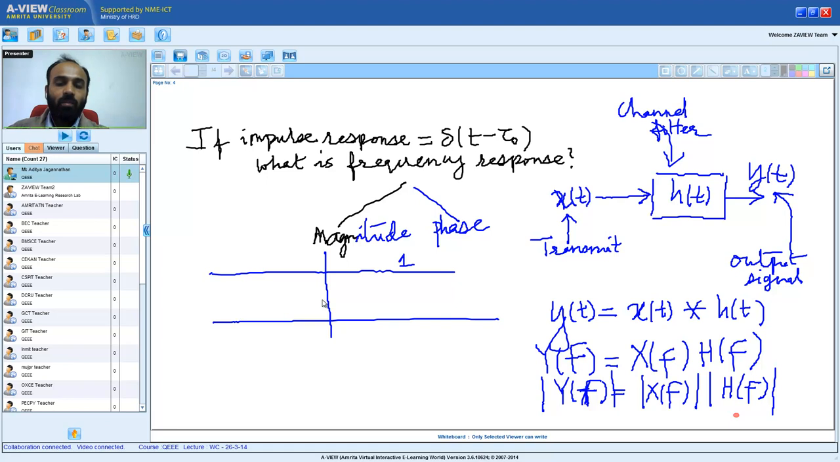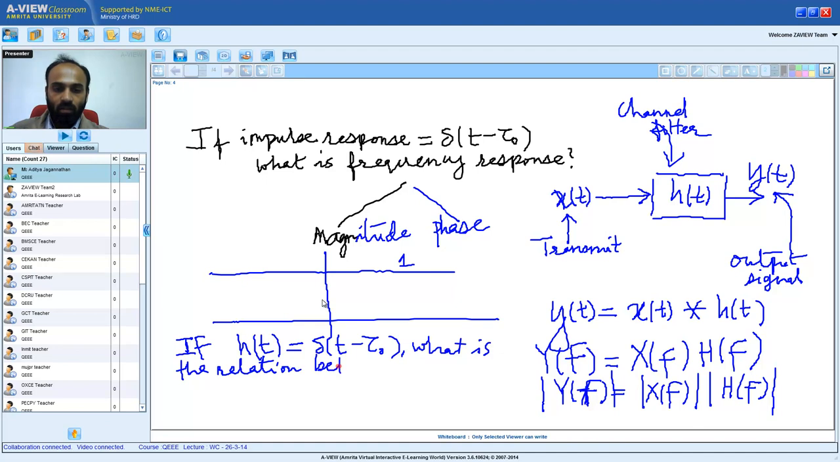Now let us consider another example. If the impulse response is delta(t minus t naught), what is the relation between the magnitude of Y(f) and the magnitude of X(f)? Now my question is slightly more refined. If h(t) equals delta(t minus t naught), what is the relation between magnitude of Y(f) and magnitude of X(f)? It is delta(t minus t naught), so the magnitude of Y(f) is equal to the magnitude of X(f).